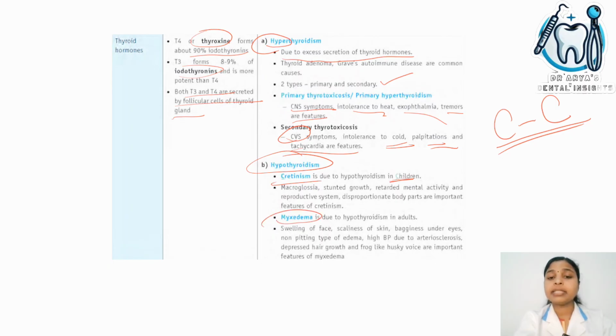And myxedema, it is due to the hypothyroidism in adults. So cretinism in children and myxedema in adults. There is swelling of face, scaleness of skin, bagginess under the eyes, non-pitting type of edema, high BP due to arteriosclerosis, depressed hair growth, and frog-like husky voice are important features of myxedema.